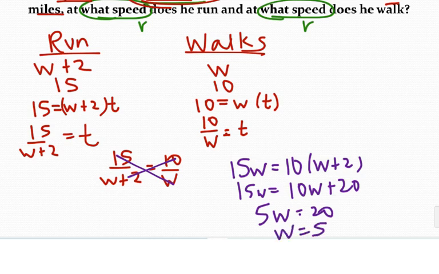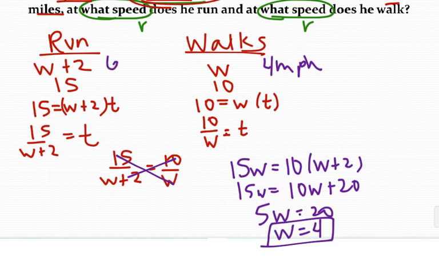Well, whoops, 4. What does that mean? That means that his walking speed is 4 miles per hour. That would make his running speed 6 miles per hour.